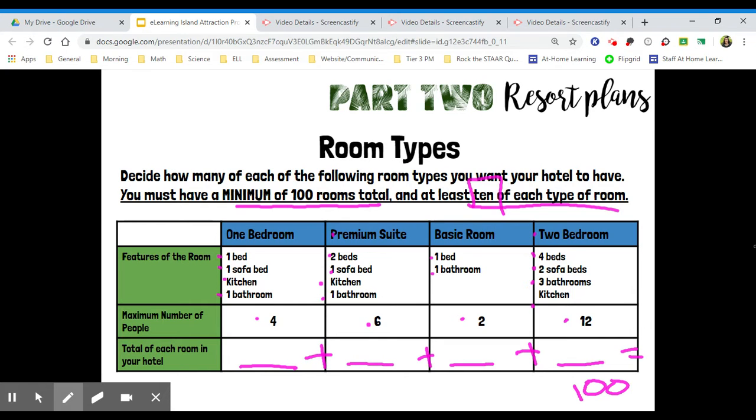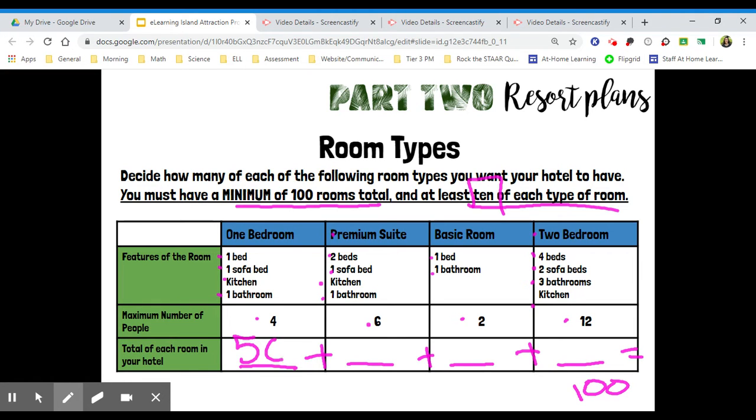All right, so thinking about it, I'm just going to give you an example. You do not have to do the exact numbers that I'm doing here. But I would want this to be kind of a family resort. And so I want to make sure I have rooms that families would be able to fit in, like a family of 4. And so I want the majority of my rooms to be these 1-bedroom and premium suites.